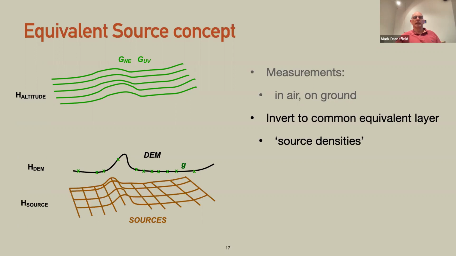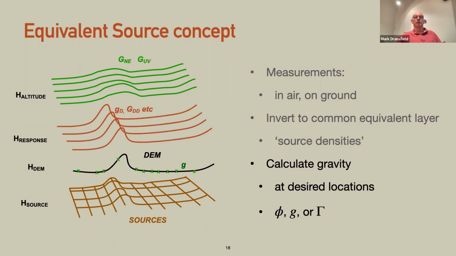We take all of those data and we do an inversion to come up with a density layer on some surface defined across our project. So in this case, I've drawn it below the DEM, and that's pretty typically where you'd put it. But that source surface is just a surface of varying density that explains all of the gravity signal we see from the ground and from the airborne data.